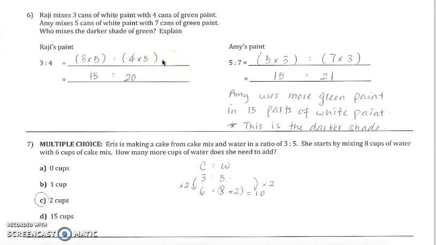So if we compare the white paints that were used, Raji uses 3 cans and Amy uses 5 cans. We can use 15 cans as the basis because 3 times 5 is 15, or 5 times 3 is 15. So let's work on this. 3 to 4 is the same as 3 times 5 to 4 times 5. So you get 15 to 20. Amy's paint, 5 times 3 white to 7 times 3 green. This is 15 to 21. So Amy uses slightly more green paint than Raji, so she has a darker shade of green.